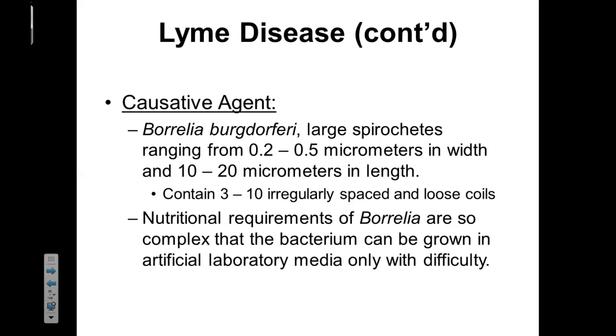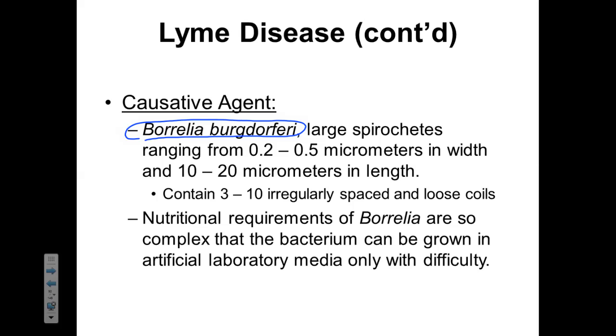Lyme's disease is caused by Borrelia burgdorferi. This is a spirochete-shaped bacterium, and it's quite large, between 0.2 and 0.5 micrometers in diameter, and 10 to 20 micrometers in length. These bacteria contain 3 to 10 loose coils, depending on the individual bacterium and how spiraled it is. This bacterium has some very unique nutritional requirements.